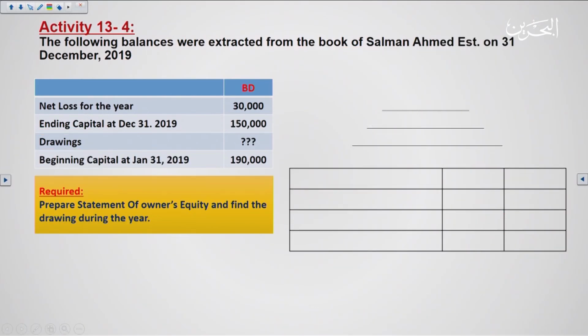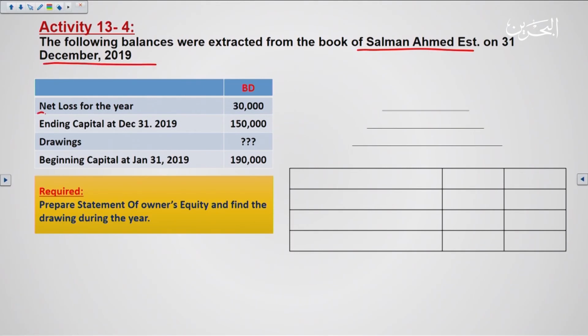Moving on to activity number 4. This activity also has a trick. We will see the question first. The following balances were extracted from the books of Salman Ahmed. This is the name of the company, and this is the period of time.